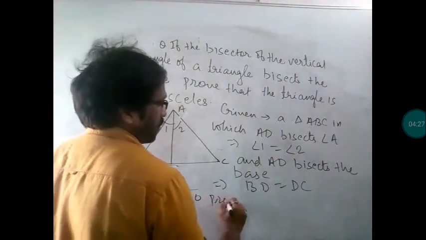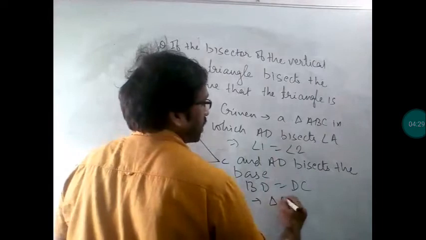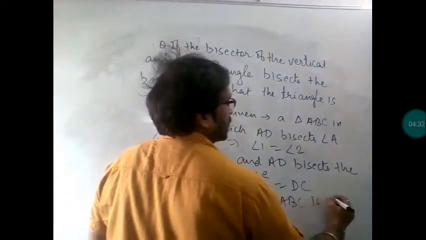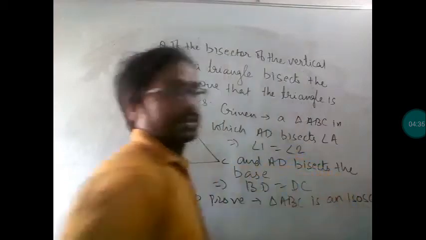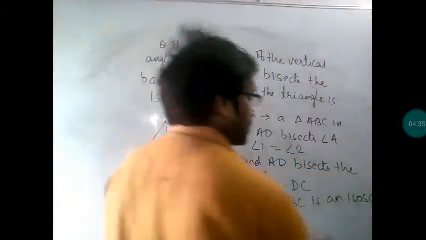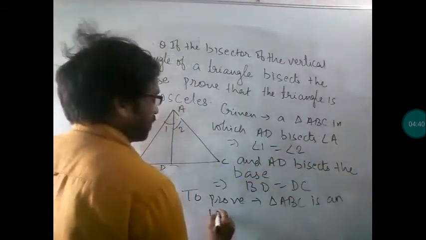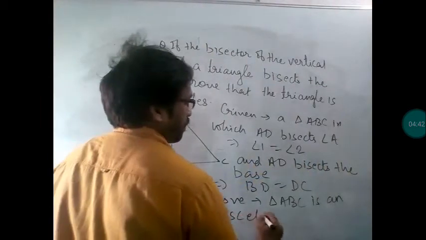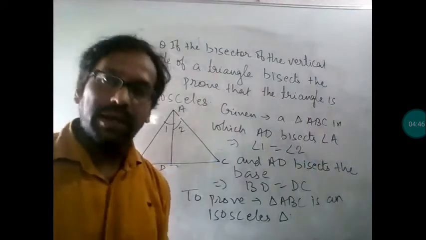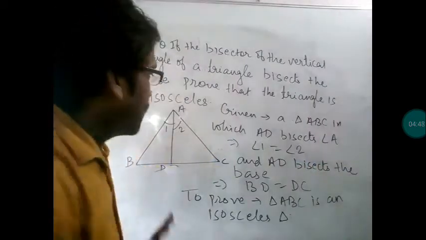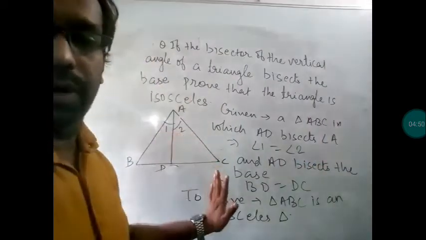Now what we have to prove? We have to prove that the triangle is isosceles. Isosceles means we have no idea which two sides are equal, but any two sides are equal. We have to prove any two sides are equal. They have not specified which two sides you have to prove equal. So we can take any two sides. Now, this is the figure.